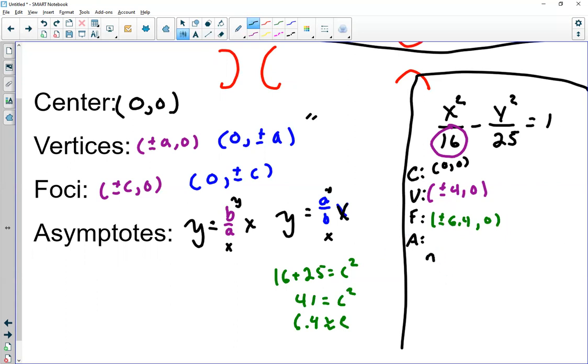So the asymptote y equals, again, I don't want to think of it as b over a. That's the official form. Let's just think of it: which one's the y value in this case? The 25, so it's 5. Oh, I'm sorry, the asymptote should have plus or minus. If you forget the plus or minus on an asymptote, I won't count that wrong. But plus or minus 5 over, what's the x value? Since it's 16, it's going to be 4.